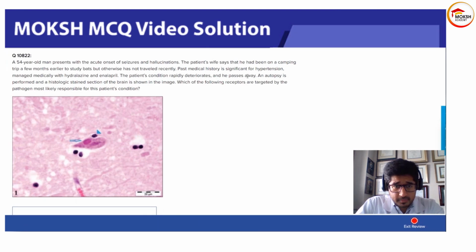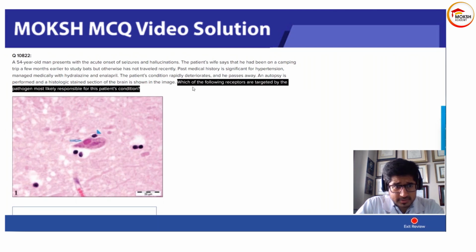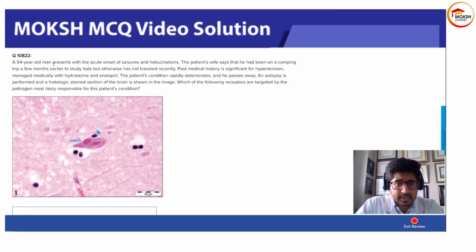So firstly, let's see what they're asking. They're asking us which of the following receptors are targeted by this pathogen. So when we read the question, we have a 54-year-old man with acute onset of seizures, hallucinations. We still need further information. Now, when we go through it, we see that he went out a few months earlier to study bats.